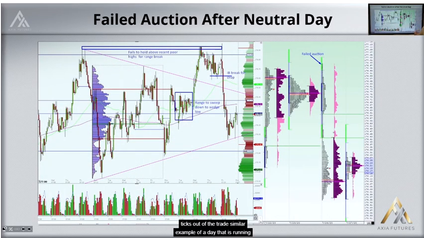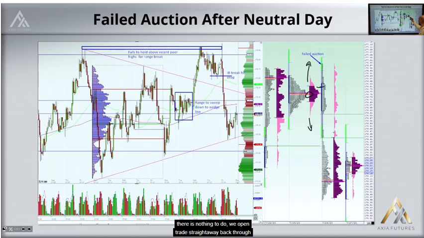Similar example of a day that is running out of energy. And this is where you have a complete neutral day. So rather than a move entirely running out of energy, this is a situation where we could go either way from here. Neutral day, close, bang in the middle of range, bang in the middle of value. This absolutely is your classic example of a market could go either way from here, wait and see what happens. And this is why there are going to be certain open types where there is nothing to do.